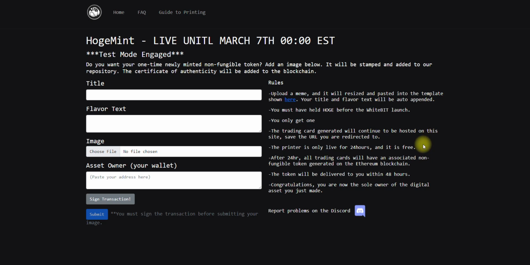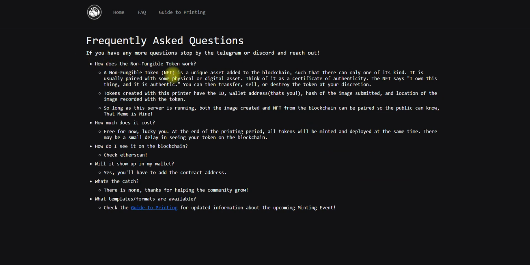It's pretty cool. It gets its own address. You can look at it on Etherscan. It's on the Ethereum blockchain. You go to the FAQ, it answers some questions about how non-fungible tokens work. It tells you a non-fungible token is a unique asset added to the blockchain, such that there can only be one of its kind. It's unique.